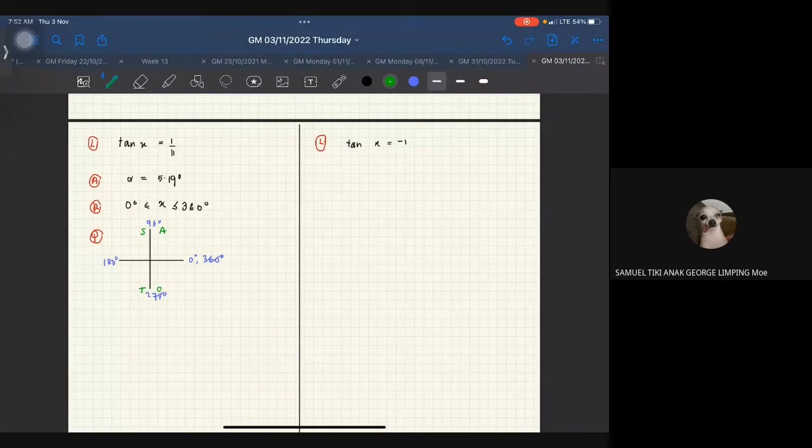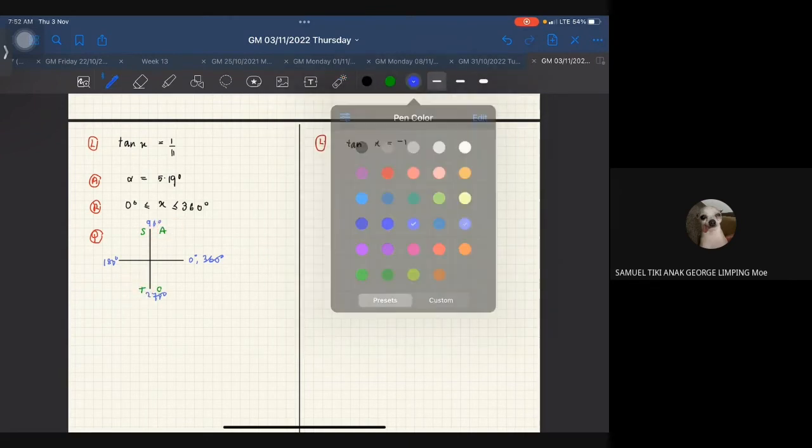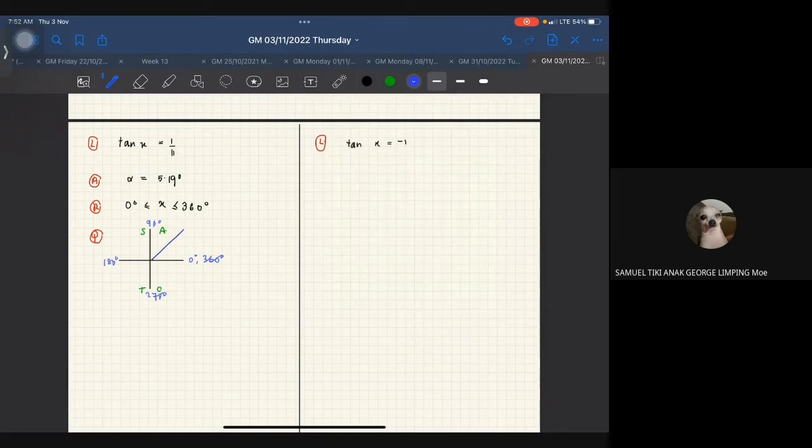Okay, so sekarang yang tangent kita positive, this one over here. So we want to find where is the quadrant that our tangent is gonna be positive. So kalau ikutkan all dengan T dekat sini. So quadrant 1 dengan quadrant 3. So saya buat garisan quadrant 1 dekat sini. Okay, and then quadrant 3 sama here.